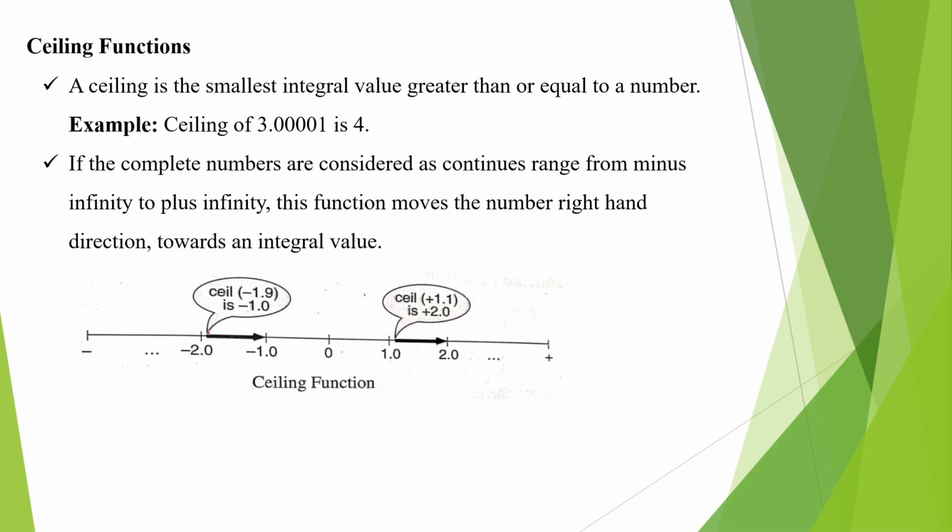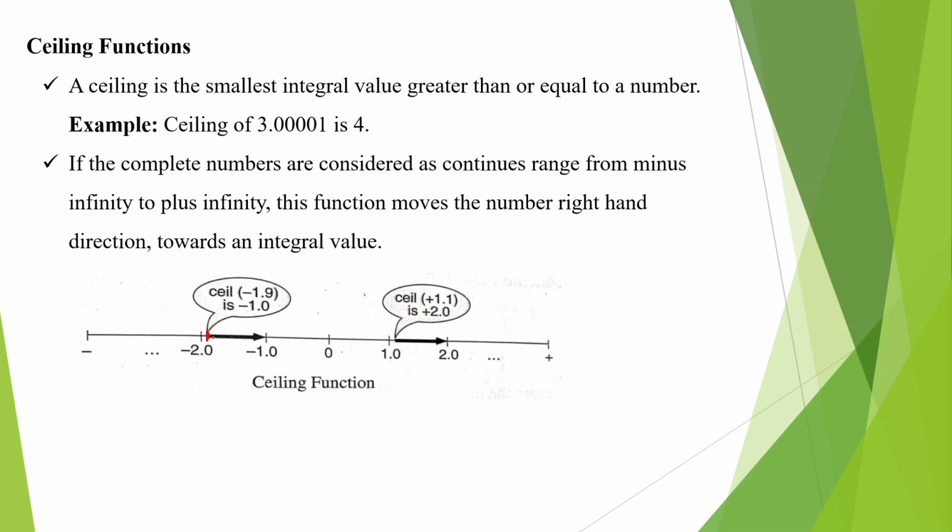Somewhere here, as you can see, this is the point where minus 1.9 will come. So when you apply the ceil function on minus 1.9, what will it do? It will look for the nearest integer value on the right hand side. Of course, on the left hand side the immediate value, minus 2, is an integer, a negative integer, but it will not take minus 2. Rather, it will always look for the nearest possible integer value in the right hand direction.